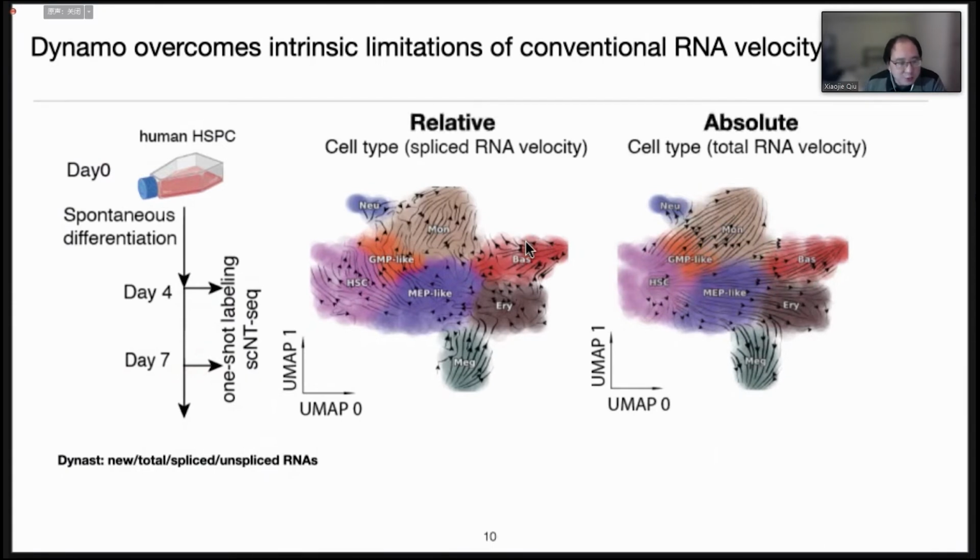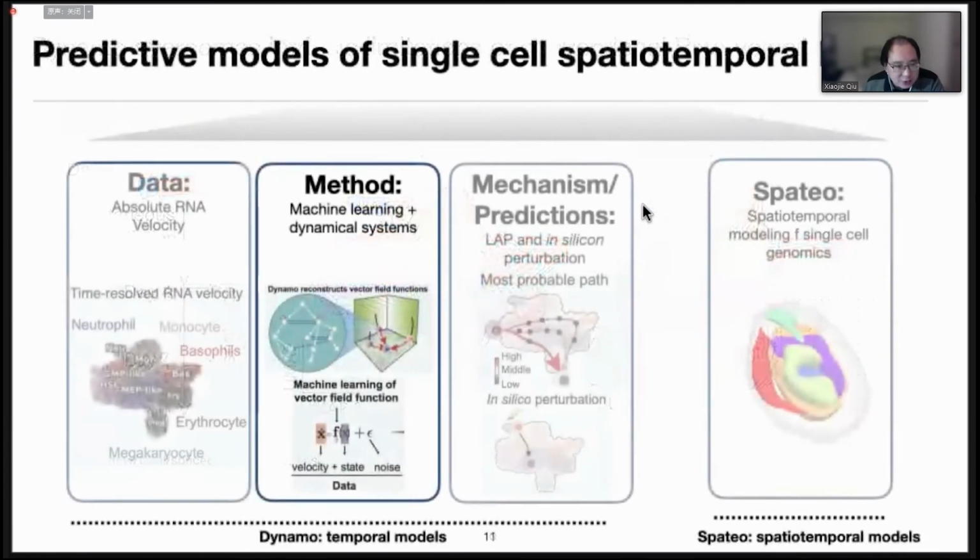Another thing I want to mention is that because we have the labeling data, we do know how long we labeled the cells. Therefore, the velocity from the labeling data is absolute instead of relative. Now with this data, I would like to tell you how we can learn the models of gene expression kinetics.